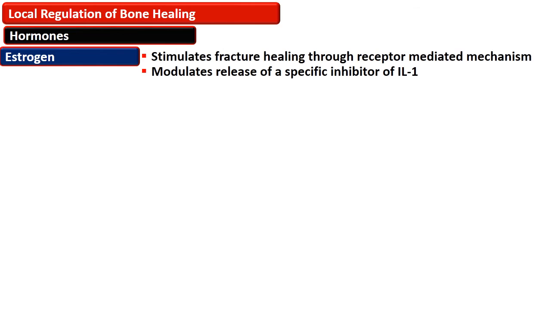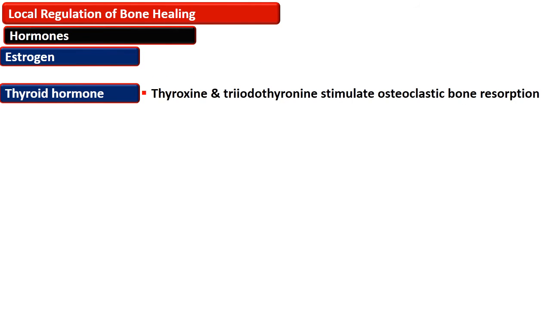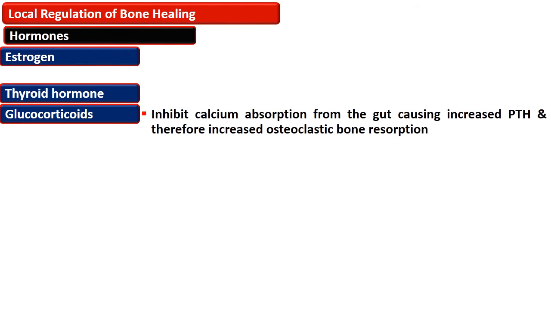There are a number of hormones which are responsible for the regulation of bone healing. One is estrogen, which stimulates fracture healing through a receptor mediated mechanism. For a detailed mechanism of action of estrogen on bone, please refer to the earlier video on osteoporosis, in which this mechanism is described in detail. Then the thyroid hormones, both T3 and T4, stimulate osteoclastic bone resorption.